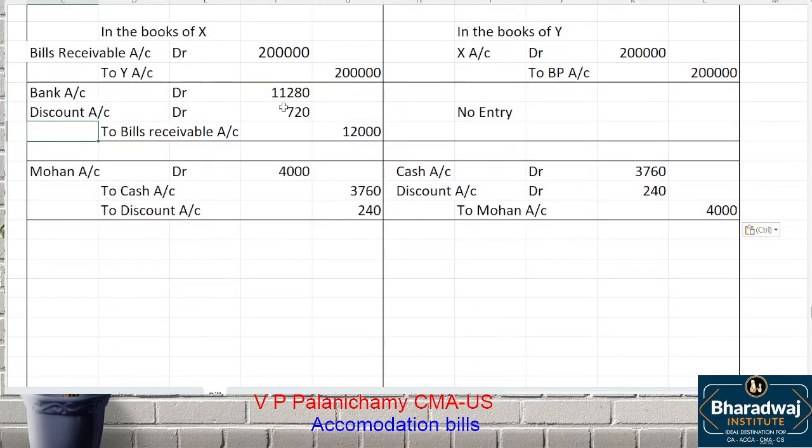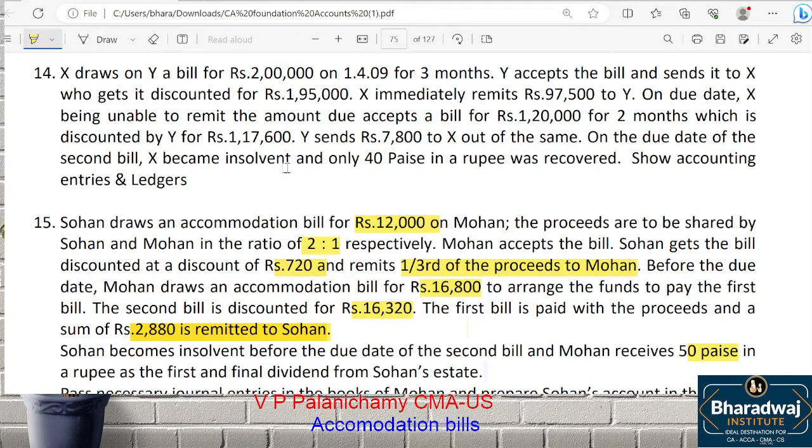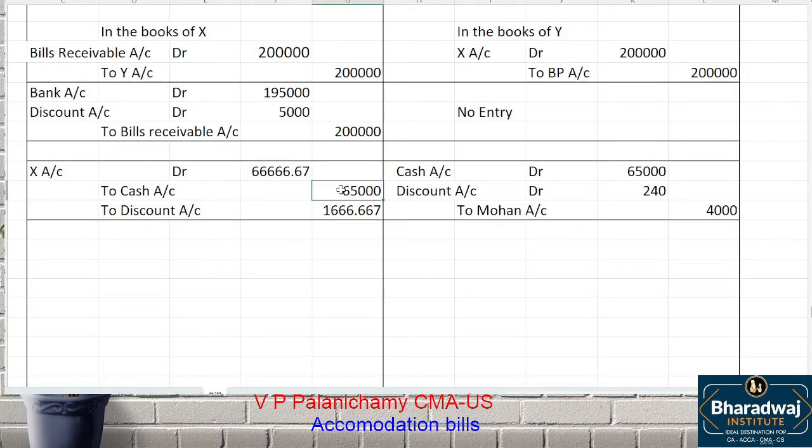For discounting the bill, 2 lakhs is the bill. What is the discounting charge of the first bill? For sending money, X account debit, how much is sent? Half the amount is sent. So out of 1,95,000, half the amount is sent. Discount also, half the amount should be borne.